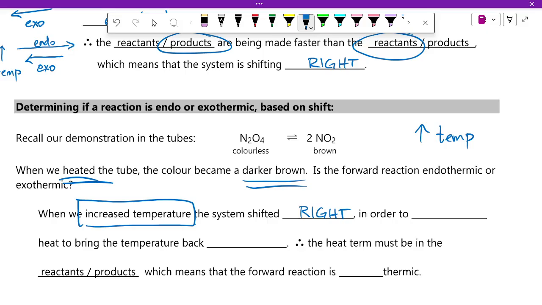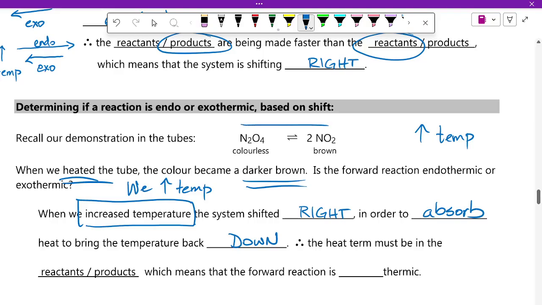We increase the temperature. What does the system want to do? It wants to bring the temperature back down. And if it wants to bring the temperature back down, which way does it have to shift? It has to shift to absorb heat to bring the temperature back down.